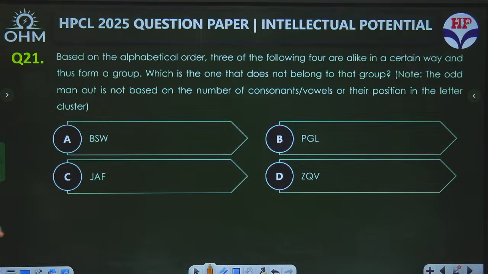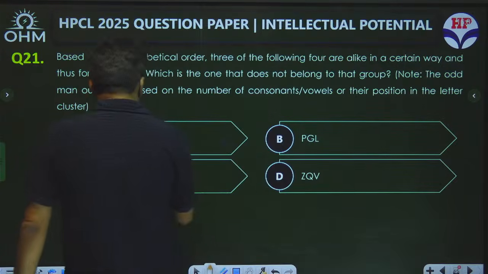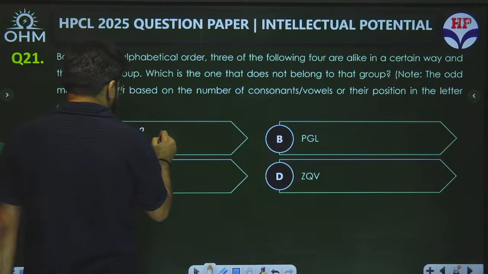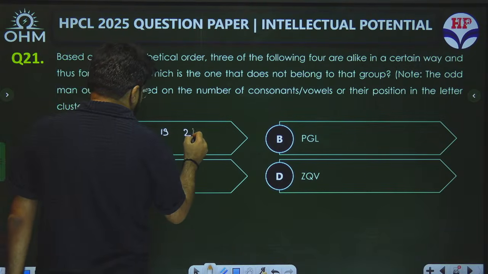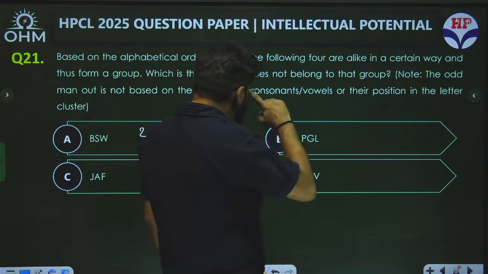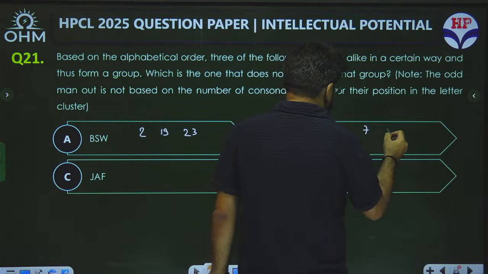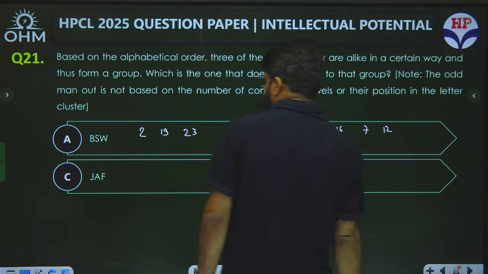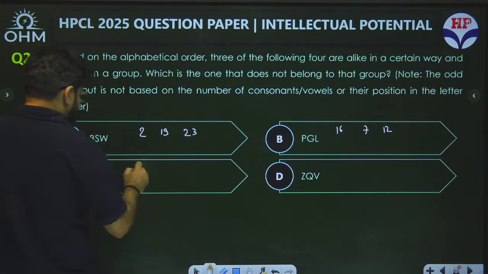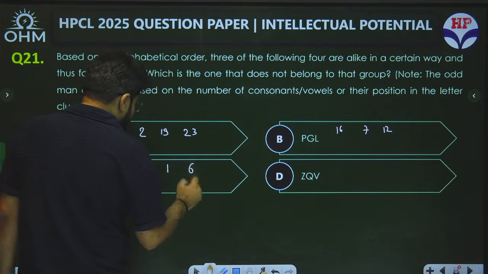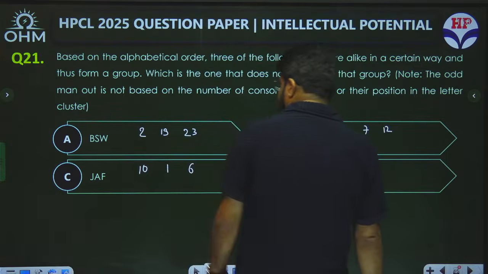Question number 21. Based on the alphabetical order, 3 of the following 4 are alike in a certain way and thus form a group. What is the one that does not belong to the group? So again a similar type. Let's do it quickly. B, 2, S. Then directly S, S is 19 and W is 23. Then we will see PGL. P is 16th, then G, maybe restart will happen. As I told you, some restart also may happen. G is 7 and L is 12. This is 4, that is 5. I'll write the others also. J is 10, A is 1 and F is 6. Probably +5 only. A answer is the correct answer.